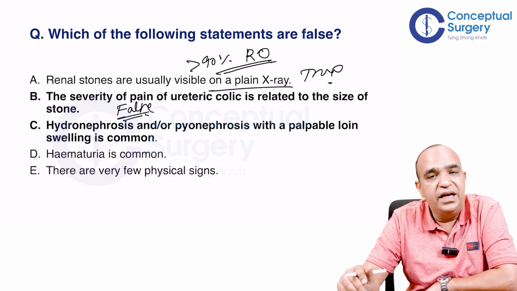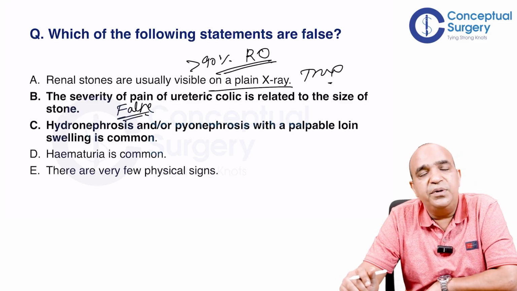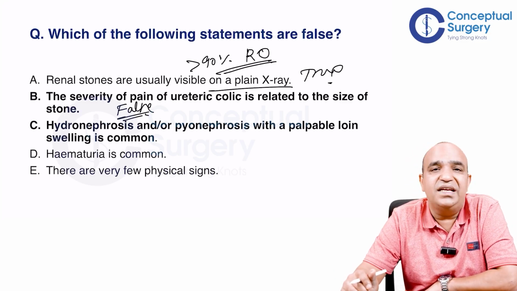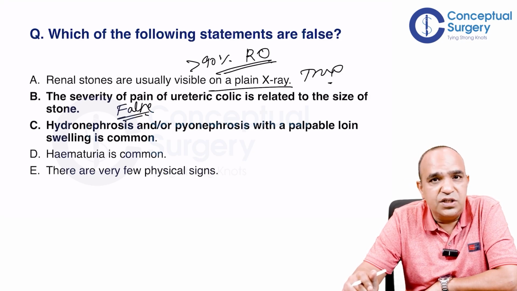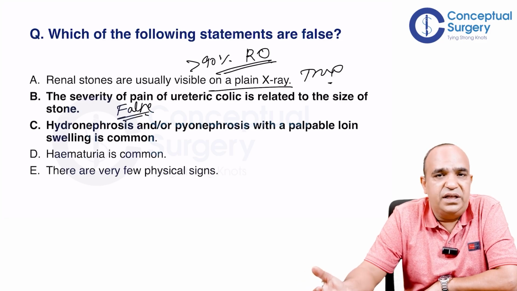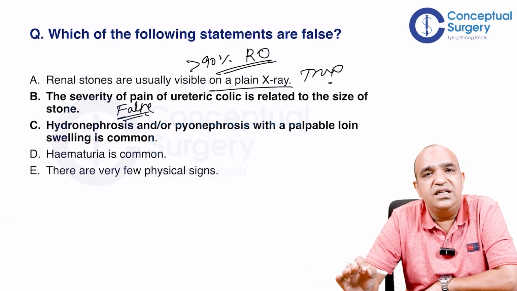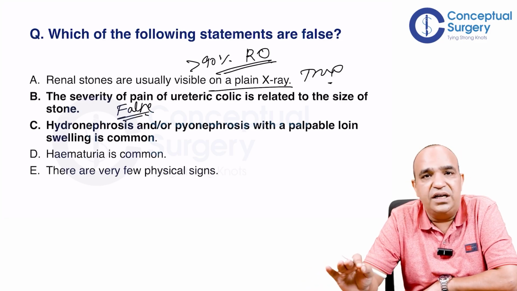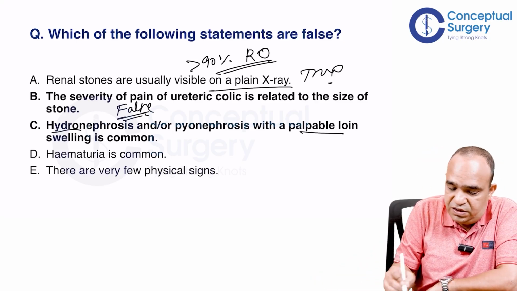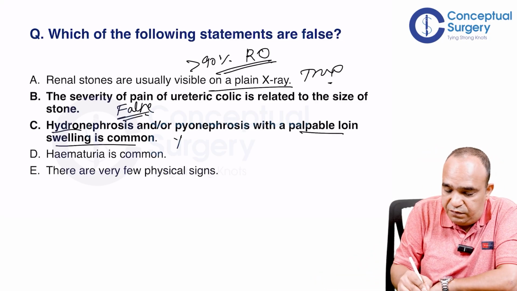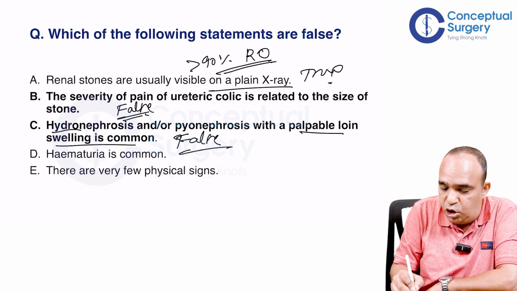False. In the ureter, even a 4 millimeter stone can cause significant pain, right? Whereas with a 7 or 8 millimeter stone the patient may not have that much pain. So intensity or severity of the pain is not related to size of the stone. Hydronephrosis, pyonephrosis with the palpable swelling is common. False. It is not very common.